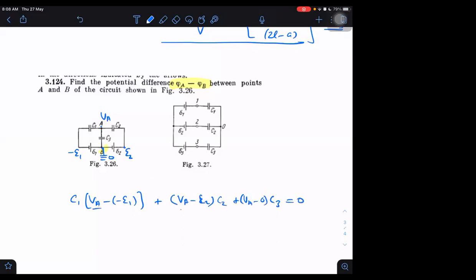How many unknowns in this? Just VA is the unknown. Once we get VA, that would be our answer of VA minus VB also, because I have already taken VB to be 0. It means I have to just find VA only. VA will be our answer. So we are getting its answer just in one line, not a difficult question.